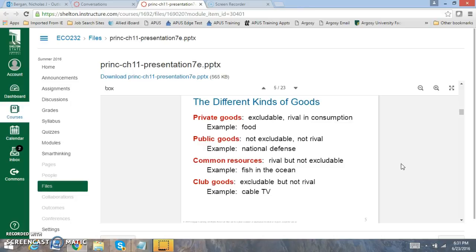The government will have to supply public goods. And don't get confused with the word public and think public transportation or things like that is a public good. So these are some of the goods that we're going to be focused on this week.